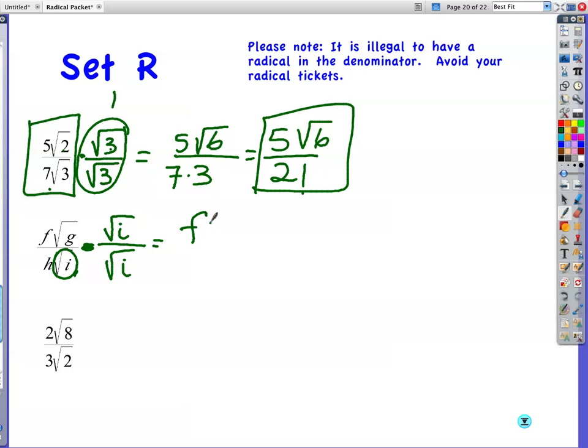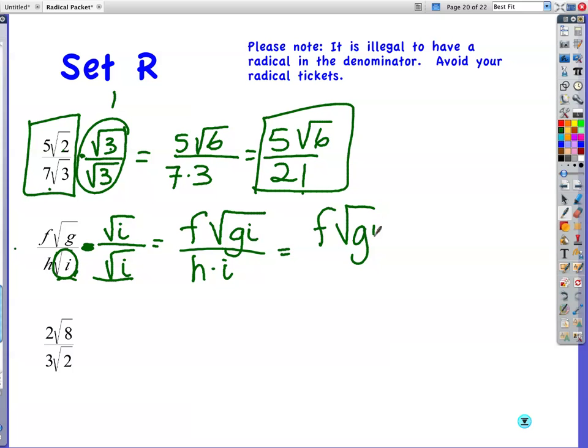So I have f square root g over, don't forget the h. This little h is saying, don't you forget about me. No, no, no, no, don't you forget about me. All right, here's what square root of i times square root of i is, i. Oh, look at that, hi.